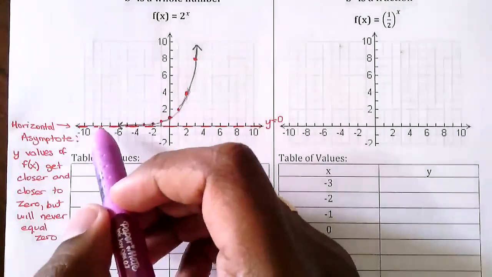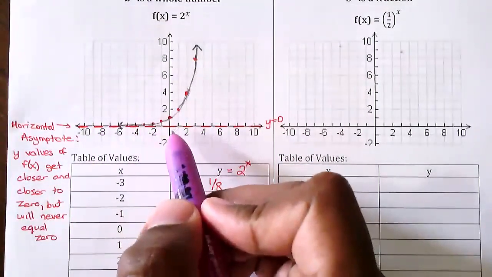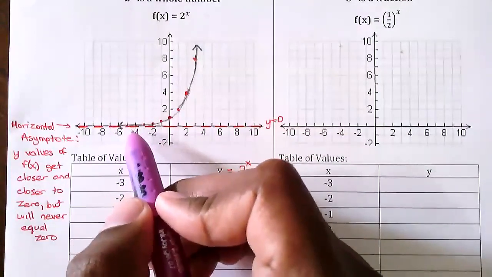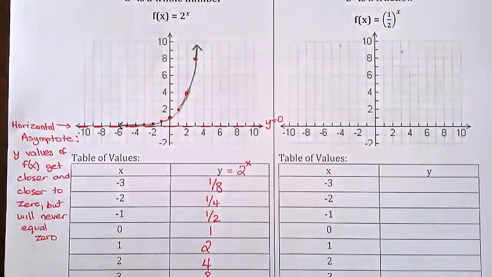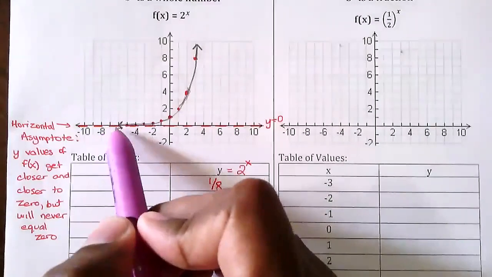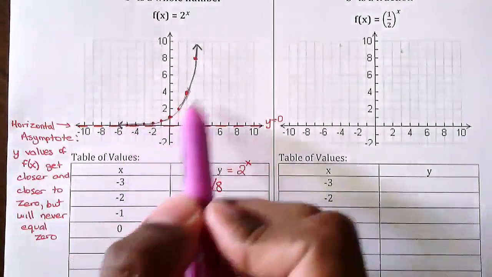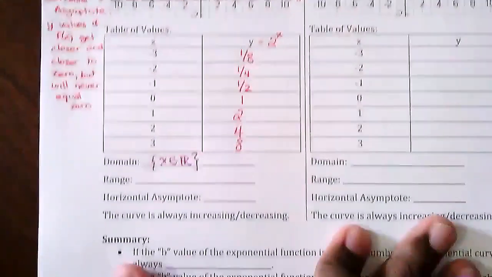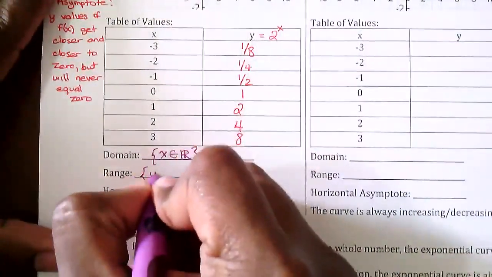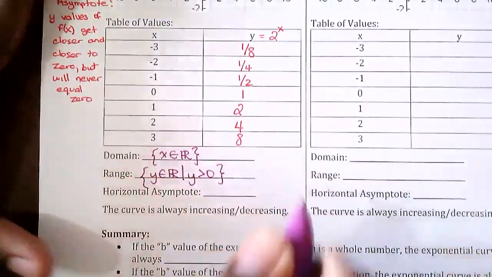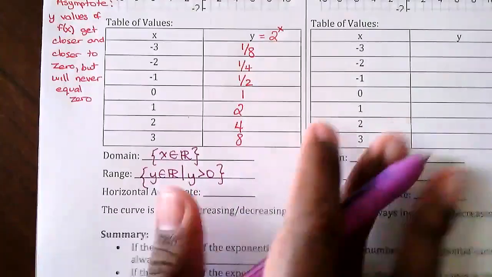If we take a look at the range, y can't equal 0. We know that because we're getting closer and closer to 0, but never actually equal it. But it can get very close to 0. It can be 0.00000000001 or other extreme examples like this. We also see that the exponential curve only exists above the x-axis, so all the y values are positive. So the way we write that is y belongs to the real numbers, but y is greater than 0. We don't put the equals because it can never equal 0.